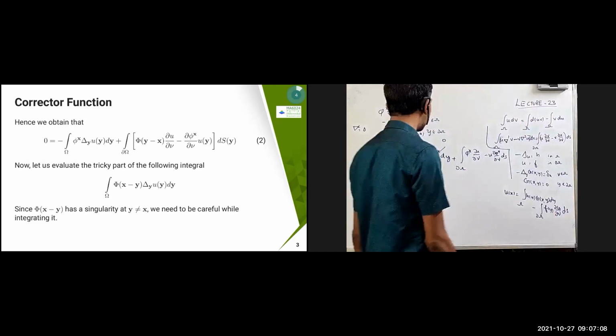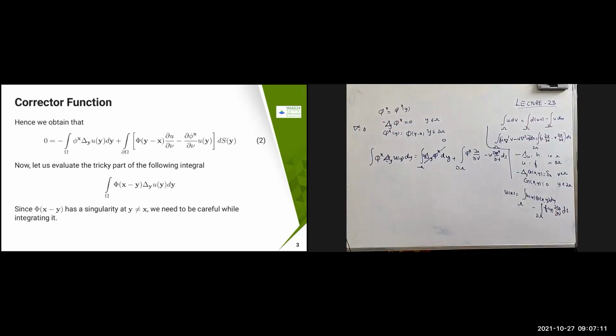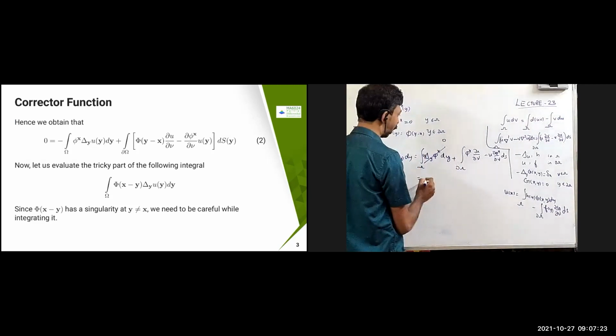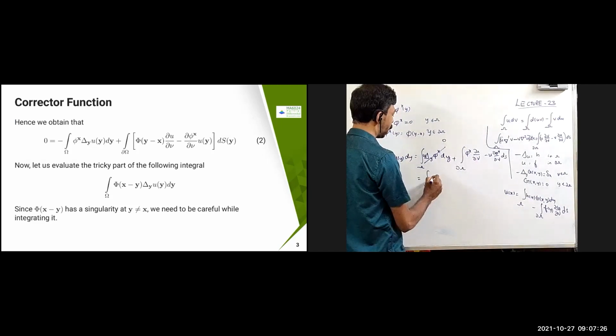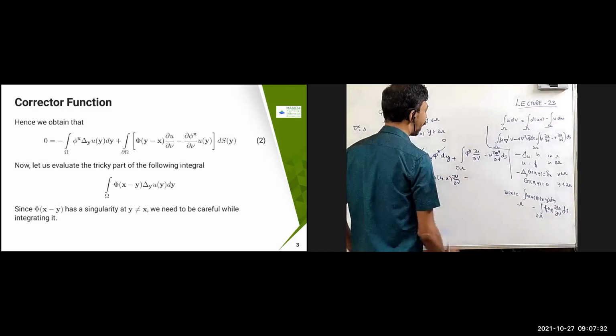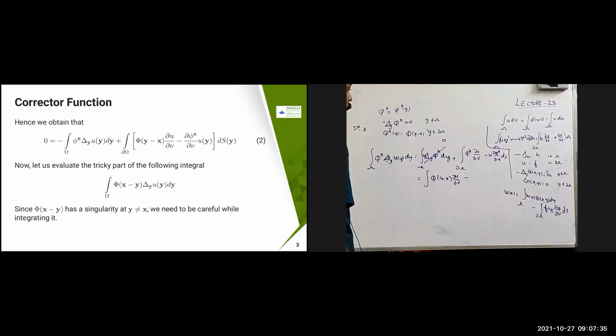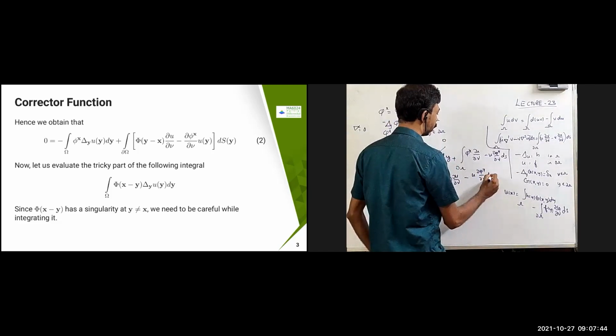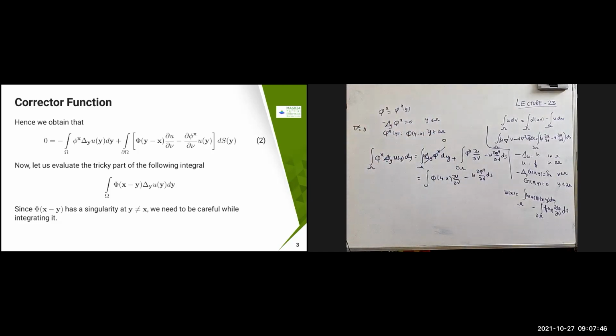Now what is this one? Delta u y dy, I'm just going to write it as, over omega. And on dou omega, what is going to happen? Phi x is going to become capital phi of y minus x. So this is going to become phi of y minus x into dou u by dou nu, minus u into dou phi x by dou nu, ds. I'm keeping this side as it is. I'm not going to change anything.